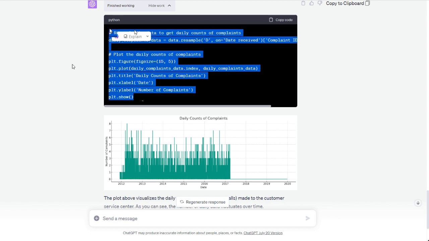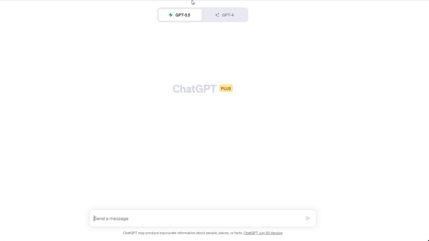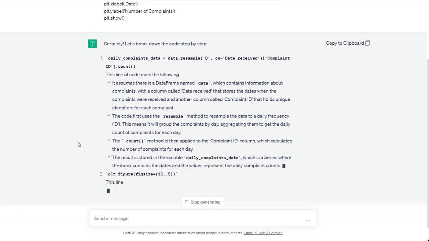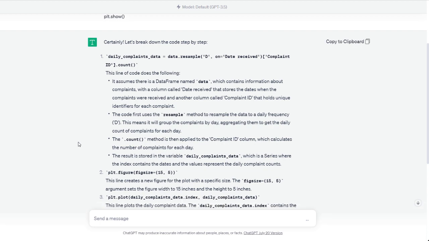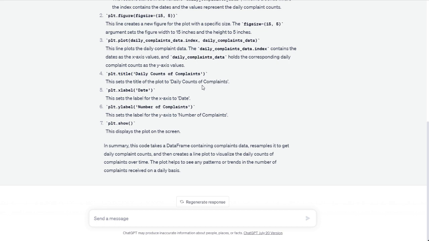And this is cool as well, right? By the way, if we want an explanation about how this is being calculated, we can just go to another chat here in ChatGPT and say, can you explain this code? This is what I love about ChatGPT, right? Look how fast that is. It's amazing. This line of code does the following: it assumes that a data frame named data. Okay, cool. I mean, that is just crazy.